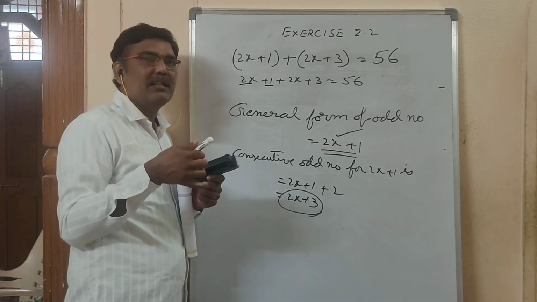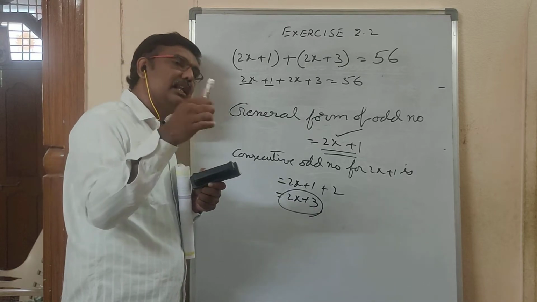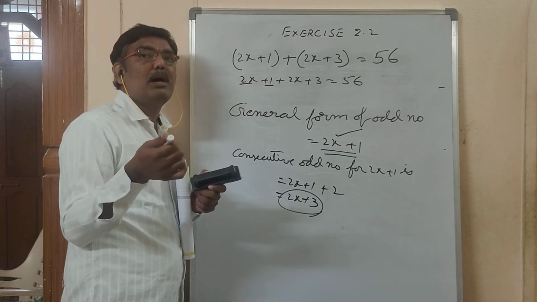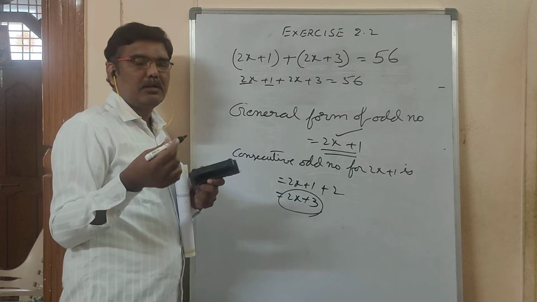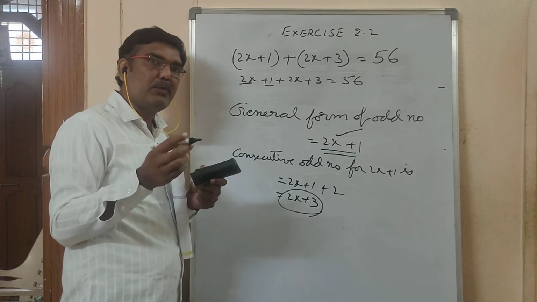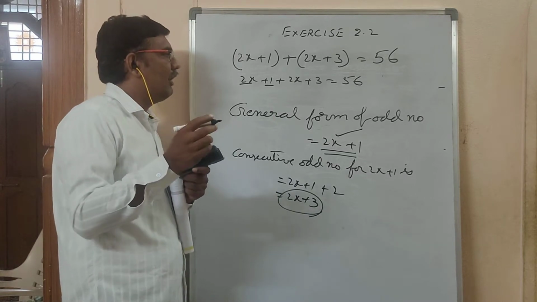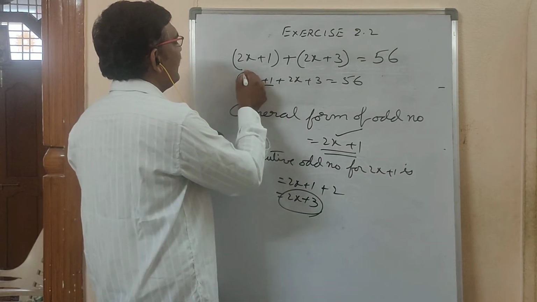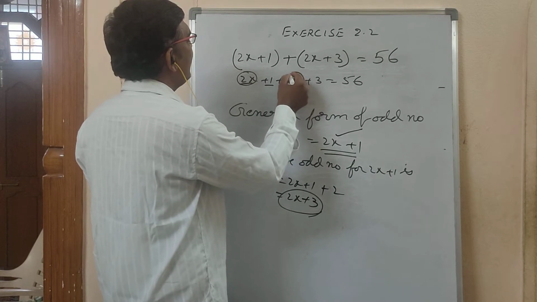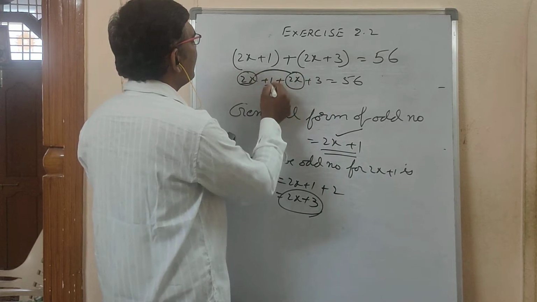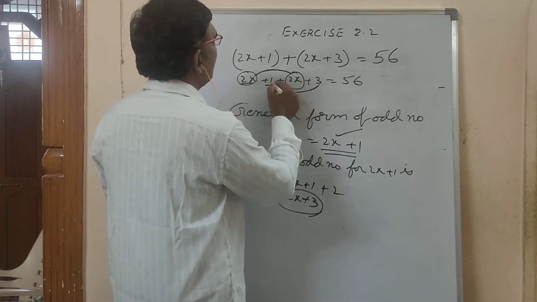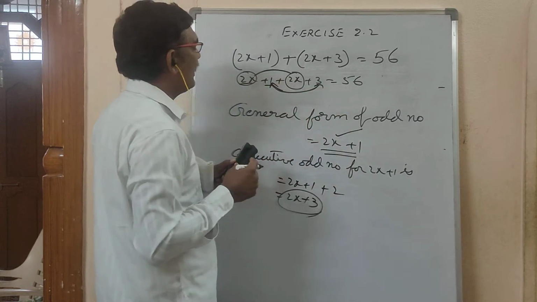Means we can't add them. One marker plus another marker, we can add. Two markers, you can say. These things are two things, but we can't say marker or duster. See, now like that, 2x is one term. Here also 2x is there. These two are like terms. These two are like terms. Like terms we can add and we can subtract.